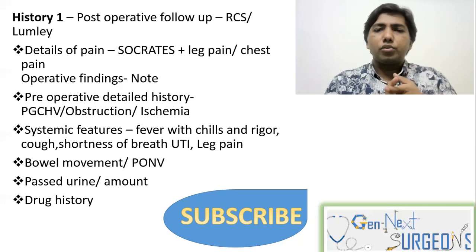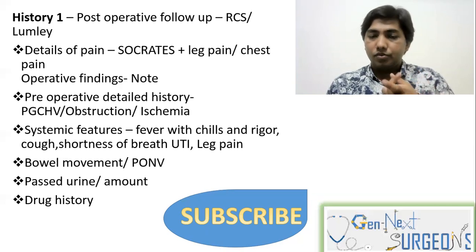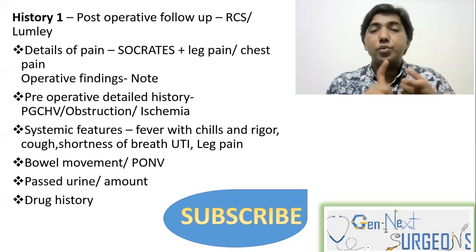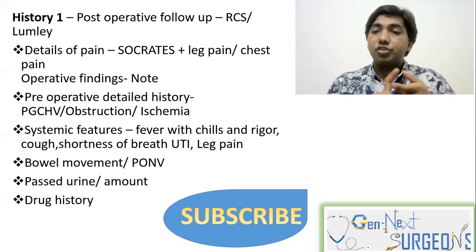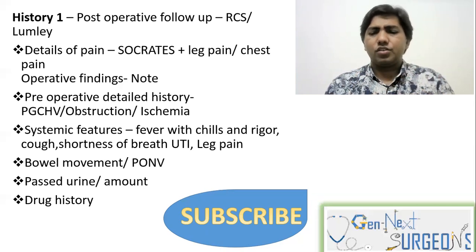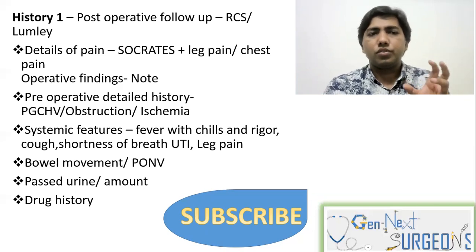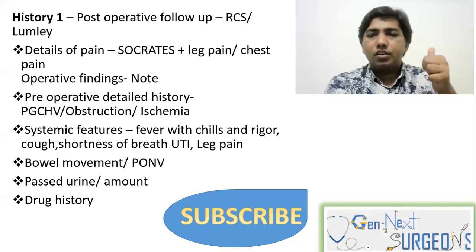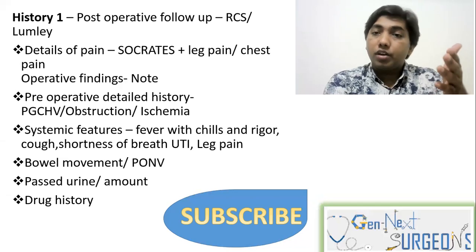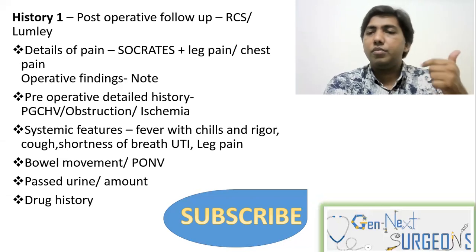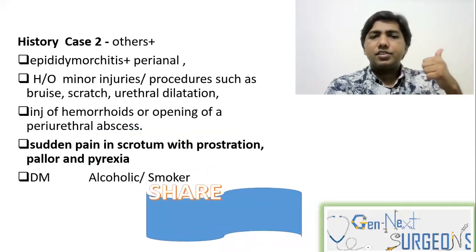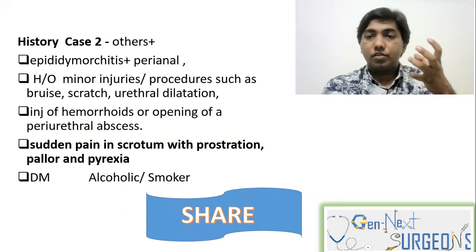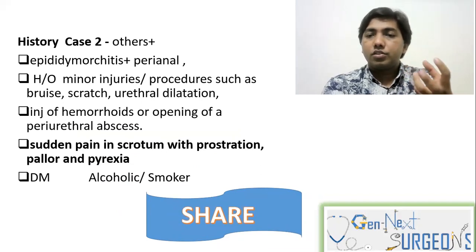And then you need to know about the bladder activity, whether she has passed urine, the amount of urine, and how many times she has passed urine. Then drug history: what drugs she is taking, and any particular drug history like aspirin or clopidogrel. So that is postoperative history taking; if the scenario is of any kind of surgery, the history taking will be like that. That is taken from Lumley. Regarding the second history, which is about the scrotum and perineum.